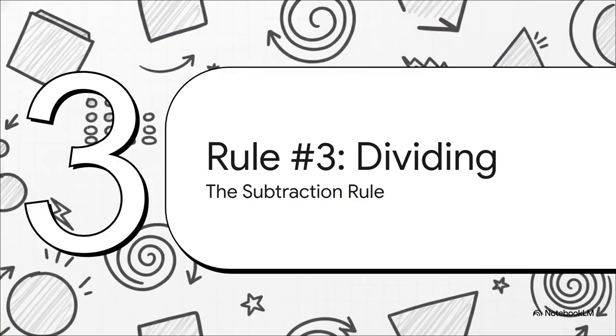All right, team, we're on a roll. Time for rule number 3. And this one is all about division. Now, if multiplying meant we add exponents, what do you think dividing is going to mean? Let's take a look. There are 3 little parts to this rule, but they all make perfect sense.